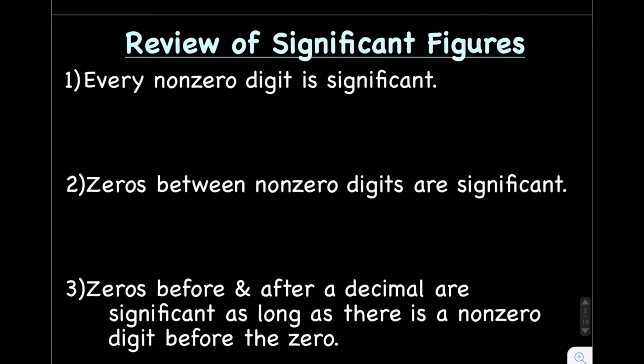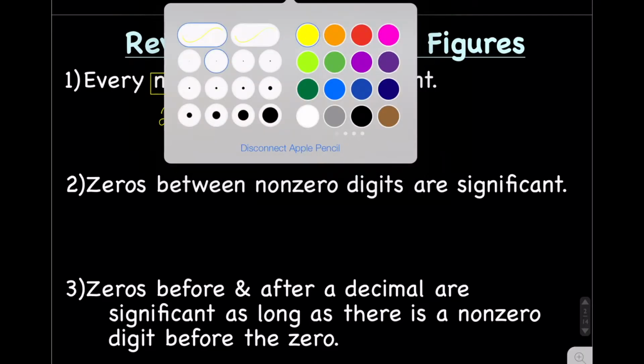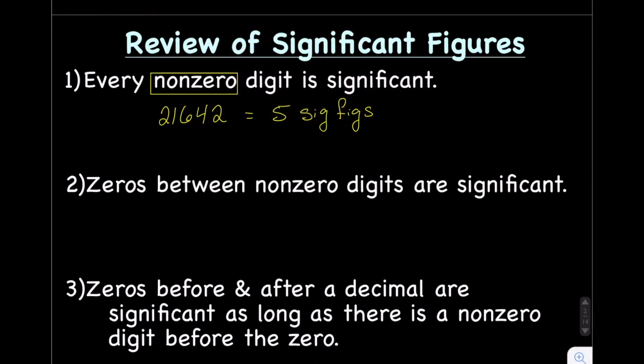So first of all, every non-zero digit is significant, meaning if we had a number like 2, 1, 6, 4, 2, every single one of those is significant, which means this particular number has 5 sig figs. The non-zero digit ones are easy. Then we get to the zeros. Zeros, of course, are a little more tricky.